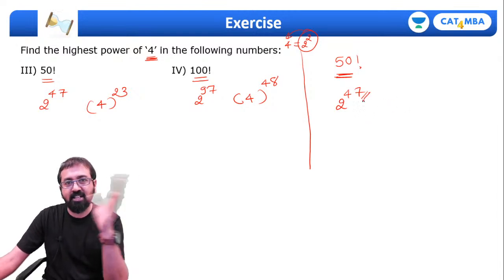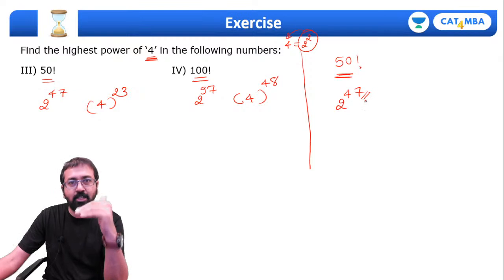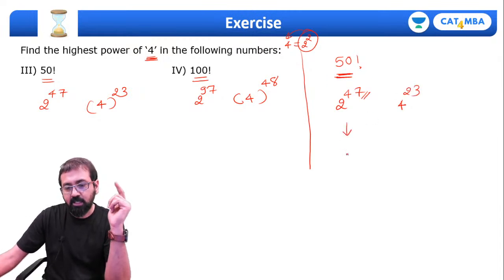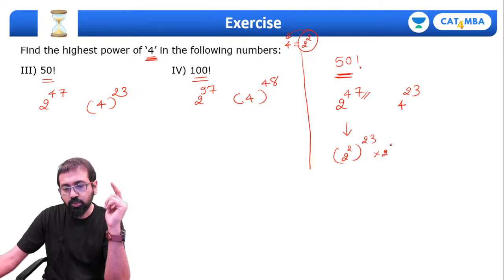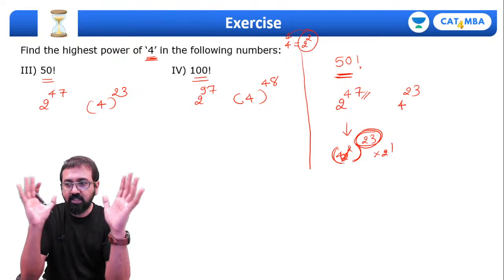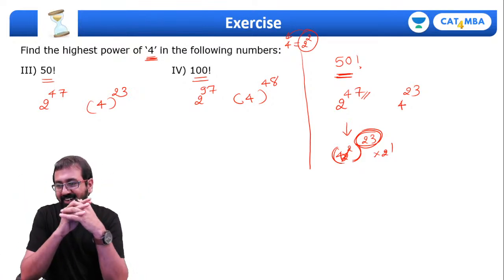Now 47 can't be divided by 2. So take a lower number, that's 46. So what is half of 46? It's 23. So the power of 4 in 50 factorial will be 23. Because this can be written in this way, 2 raised to 2 whole raised to 23 into 2 raised to 1, and 2 raised to 2 is nothing but 4, right? So what is the power of 4 in 50 factorial? It's this 23. Yes, Shubhankar, have you understood this? Is that clear now? Right, great.